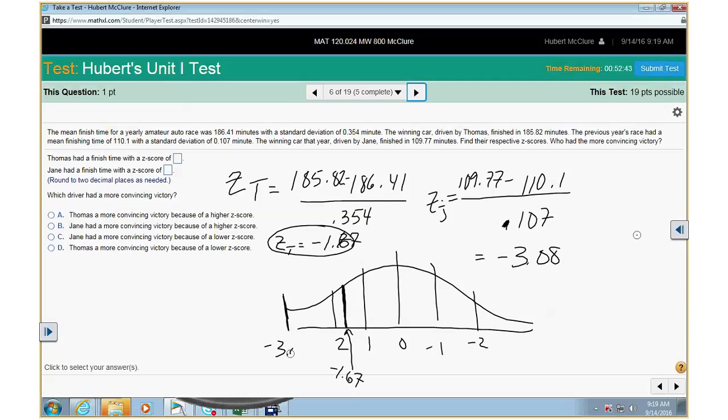Negative 3.08. So it says, find the respective z-scores. Who had the more convincing victory? Yep. And Thomas had a finishing z-score. You put those in. I'm not going to put those in. And then the answer, of course, would be negative 3.08 because his is negative 3.08. Is this one normal? Yes. This one's not. All right. Next one.